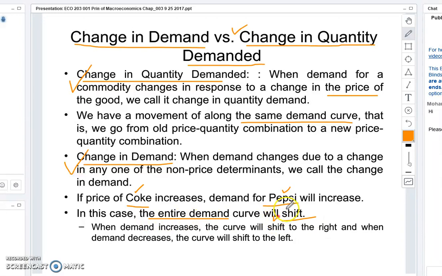So a change in any of these non-price determinants will cause a change in demand, which will cause the demand curve to shift. Because the consumer will buy more or less of the good at all possible prices, that is why the entire curve will shift. So if demand increases, the demand curve will shift to the right. If demand decreases, the demand curve will shift to the left.